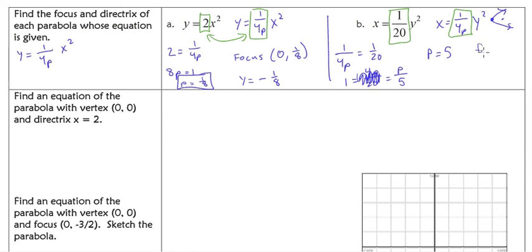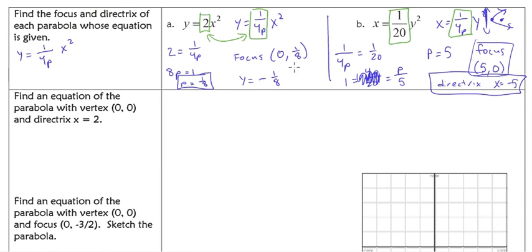So our focus is at 5, 0, because we're moving 5 to the right. That's an x value, positive 5. The directrix is going to be at x equals negative 5. It'll be over here. It'll be a vertical line going up and down. So focus 5, 0, directrix x equals negative 5. Hope that helped.